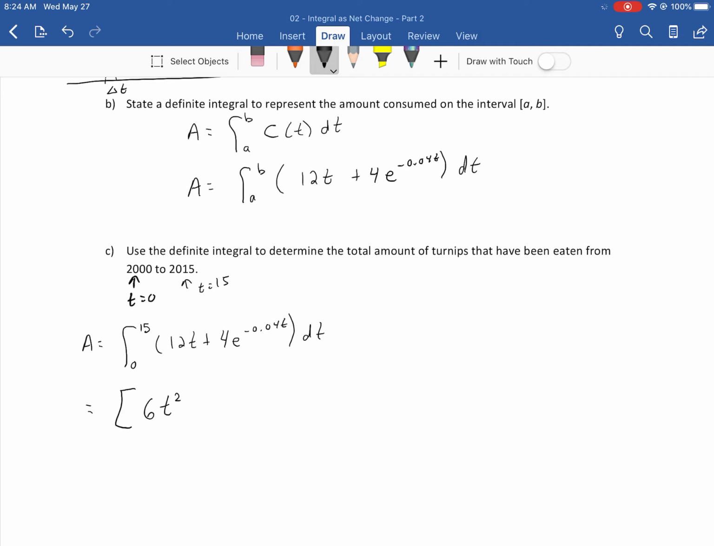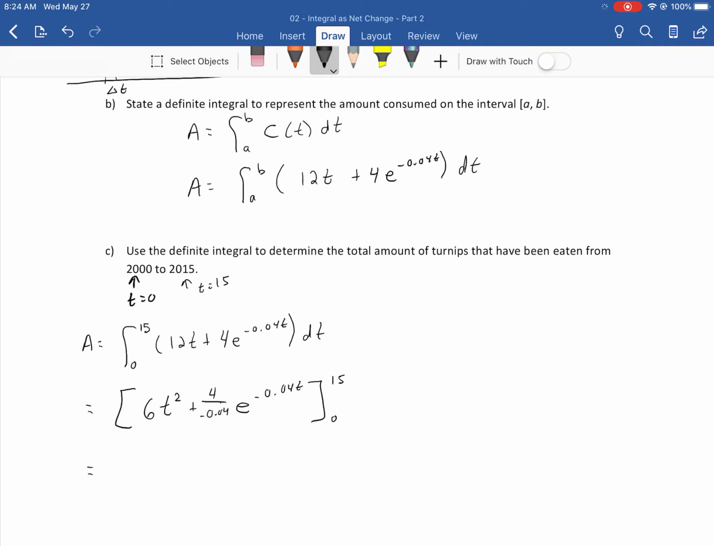Oh, this one's tougher. 4 is what's out front there, and it's going to get multiplied by a negative 0.04. Lots of ways to think this out. One way is just to go, okay, well, I need whatever 4 divided by negative 0.04 is, because that's going to get multiplied by the negative 0.04. So I need a negative 0.04 in the denominator to cancel. And I got to evaluate that from 0 to 15.